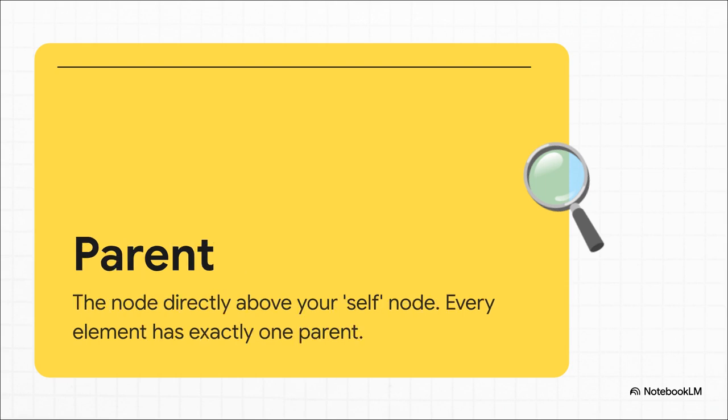Okay, so from our starting point, we can look up. Just like in a family tree, every single element has a direct parent. That's the container it's sitting inside. And here's the key. There's only ever one. That makes moving up the tree incredibly predictable.